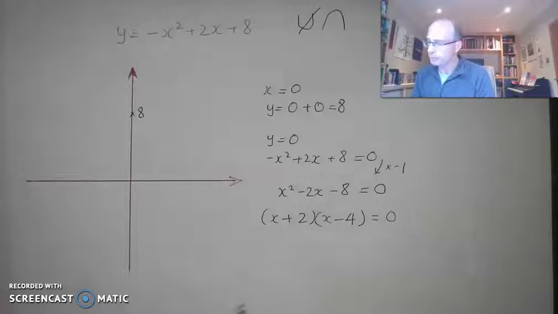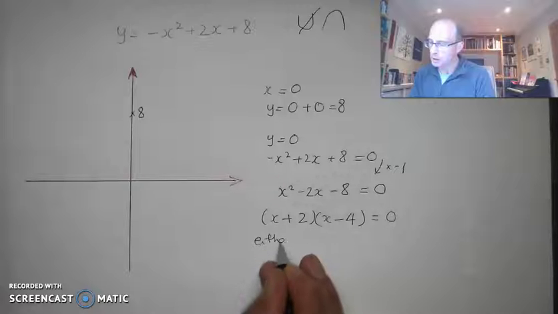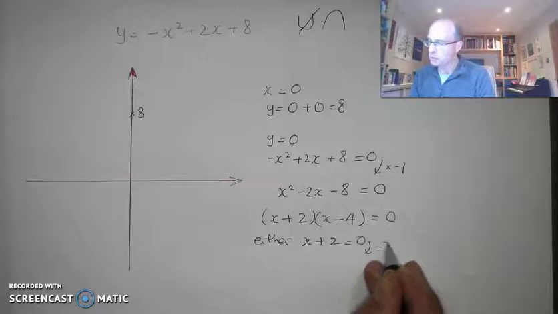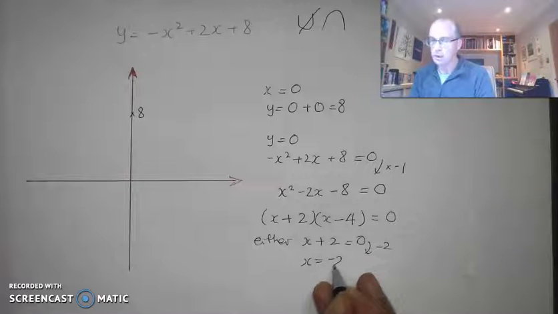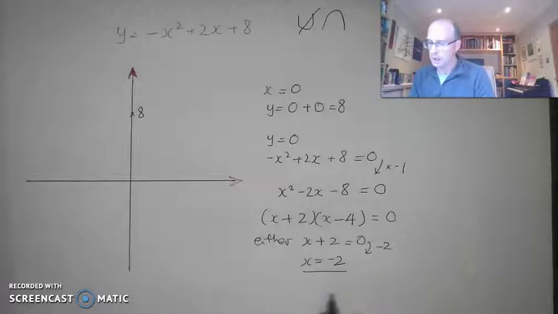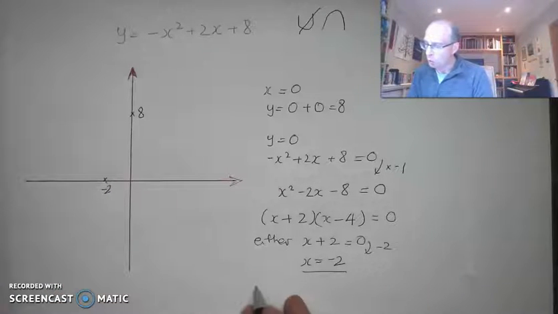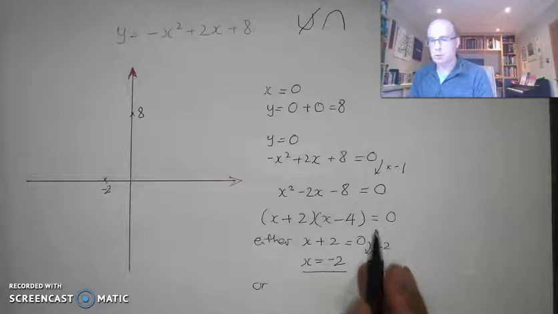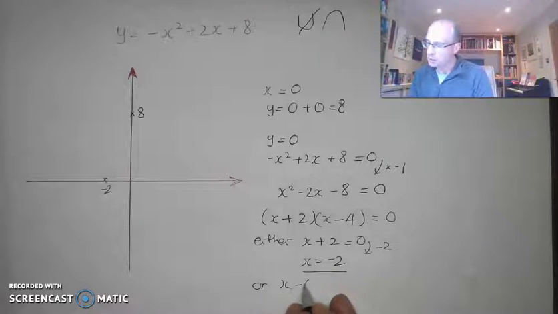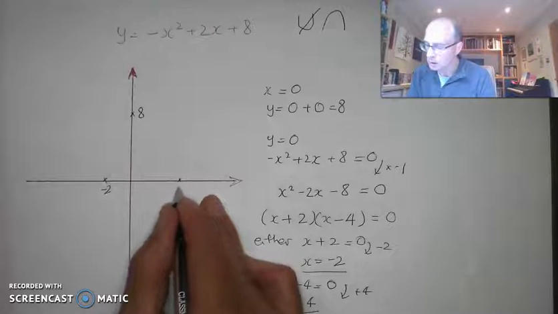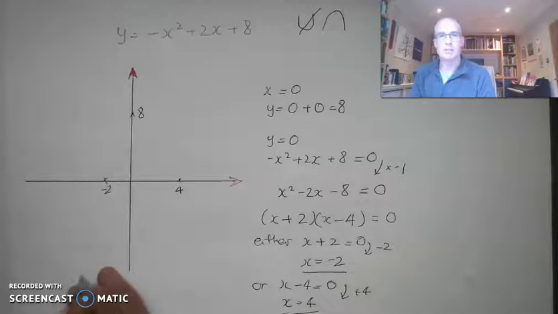It's looking pretty good. So we've got either x plus 2 is equal to 0. If I subtract 2 from both sides, I've got x is equal to negative 2. Let's mark that on. Or my second bracket is going to be equal to 0. So I've got x take away 4 is equal to 0. Add 4 to both sides. x is equal to 4. Let's mark that one on here.